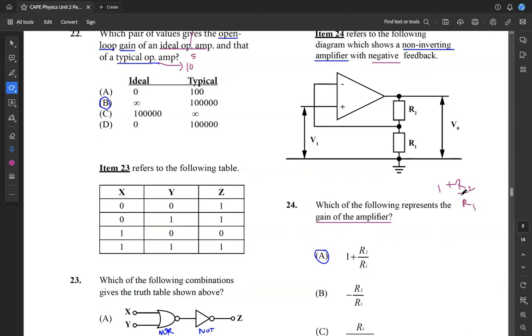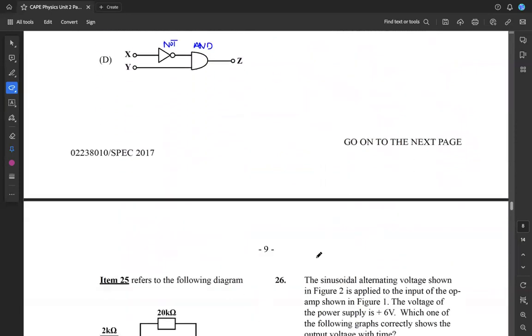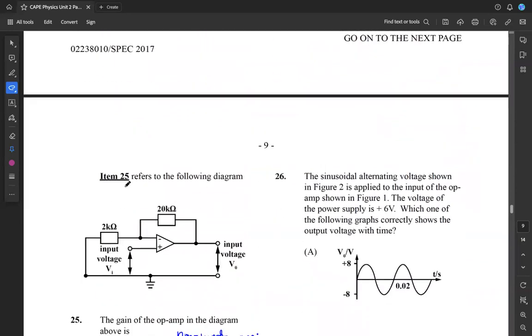This is just the formula for the gain of a non-inverting amplifier, so make sure that you remember this. In other cases, you might see R2 written as RF. It's just a feedback resistor, okay? So A is our answer for 24. Moving along now to item 25.